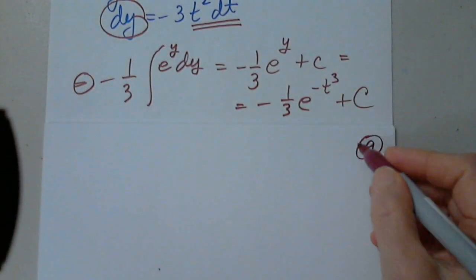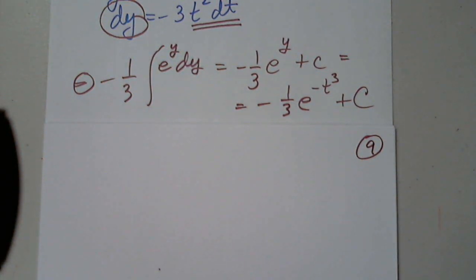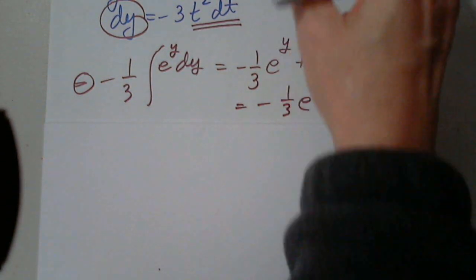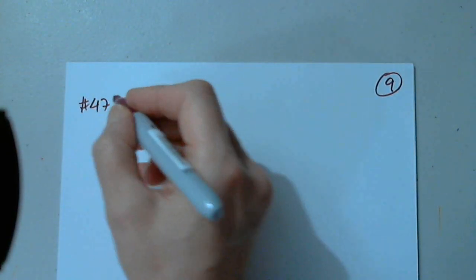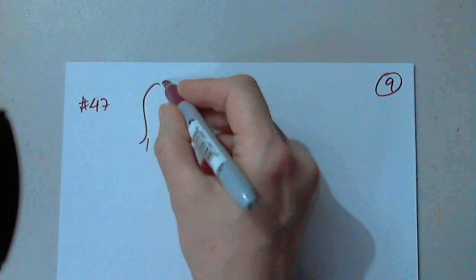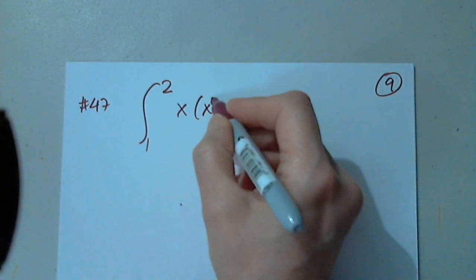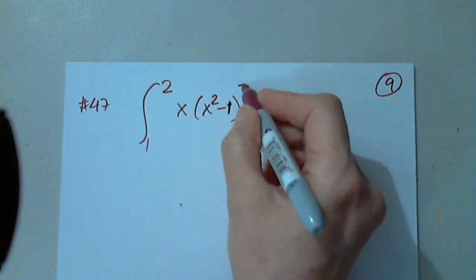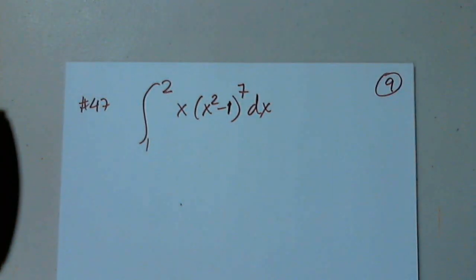Okay, let me show an example with a definite integral. Slightly different. You'll see in a moment why. Not difficult at all, but slightly different. Okay, so let's start with 47. So we have the integral from 1 to 2 of (x squared minus 1) to the 7th power dx.